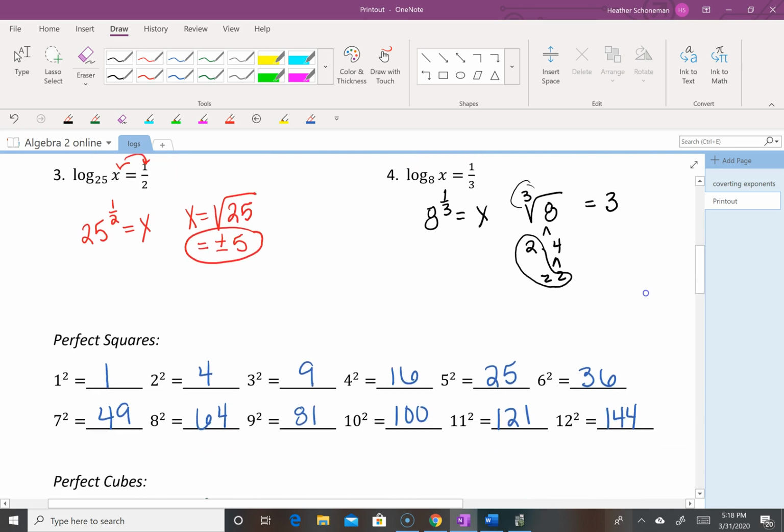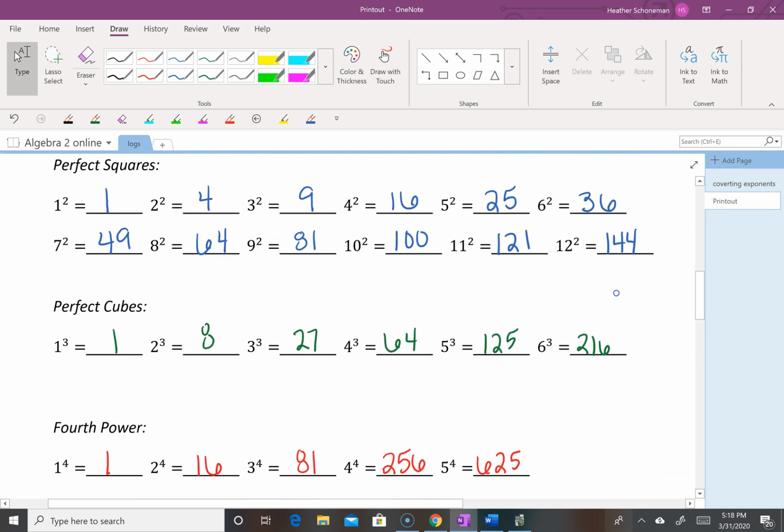Okay, back in chapter 6, we wrote this out one day in our notes. We wrote out the perfect squares, the perfect cubes, the fourth powers. Well, I'm going to tell you the same thing I did then. I'm not going to quiz you on this that you have to have it memorized, but man, it's going to make your life way easier if you know some of these numbers without having to think about it.